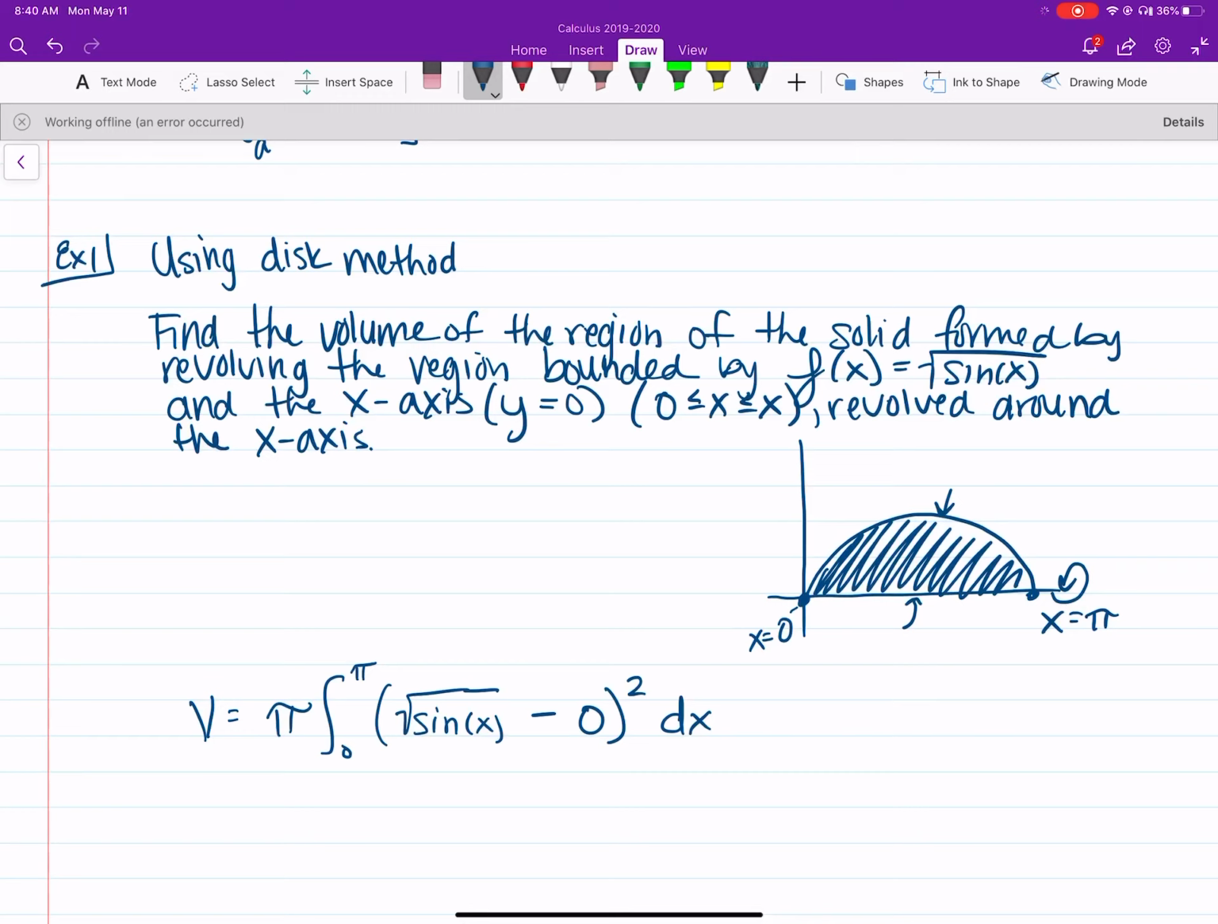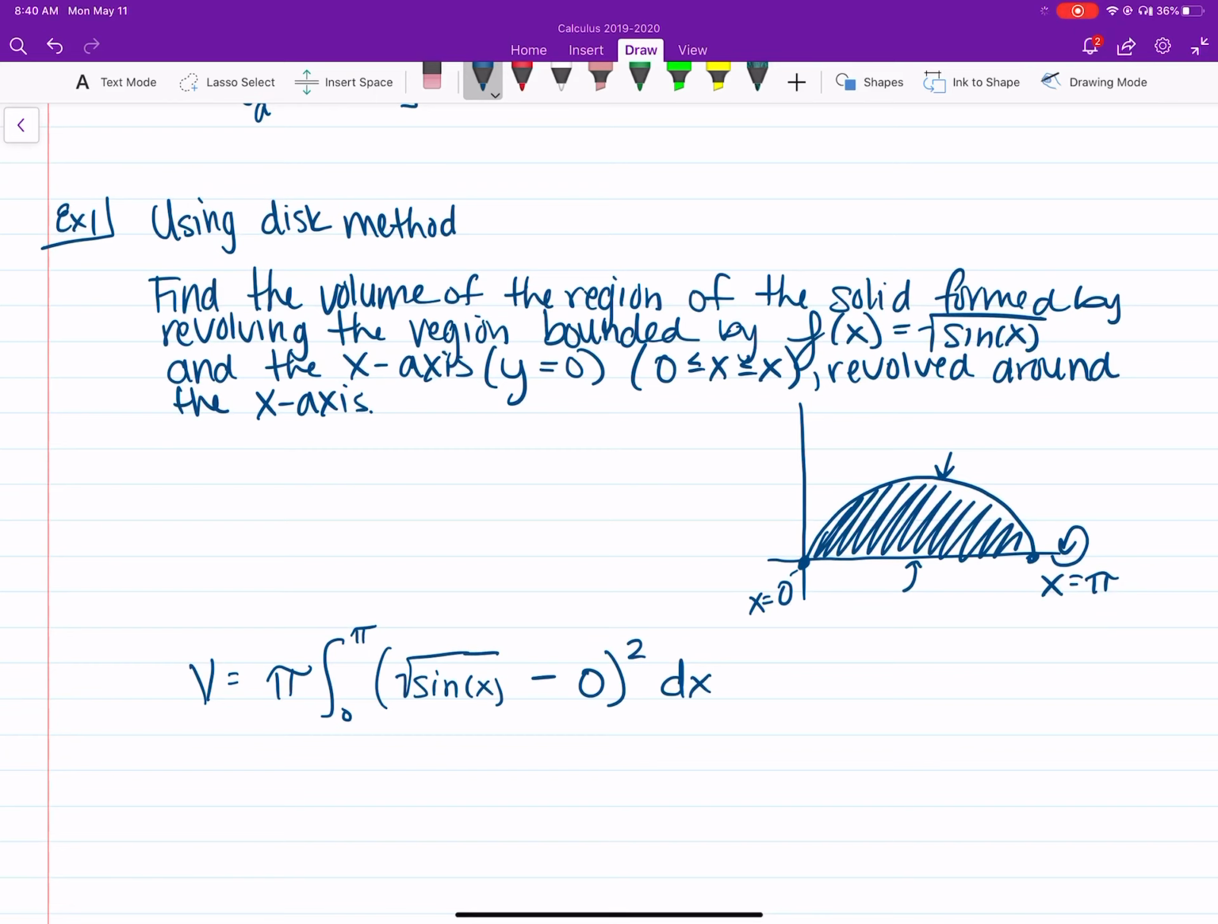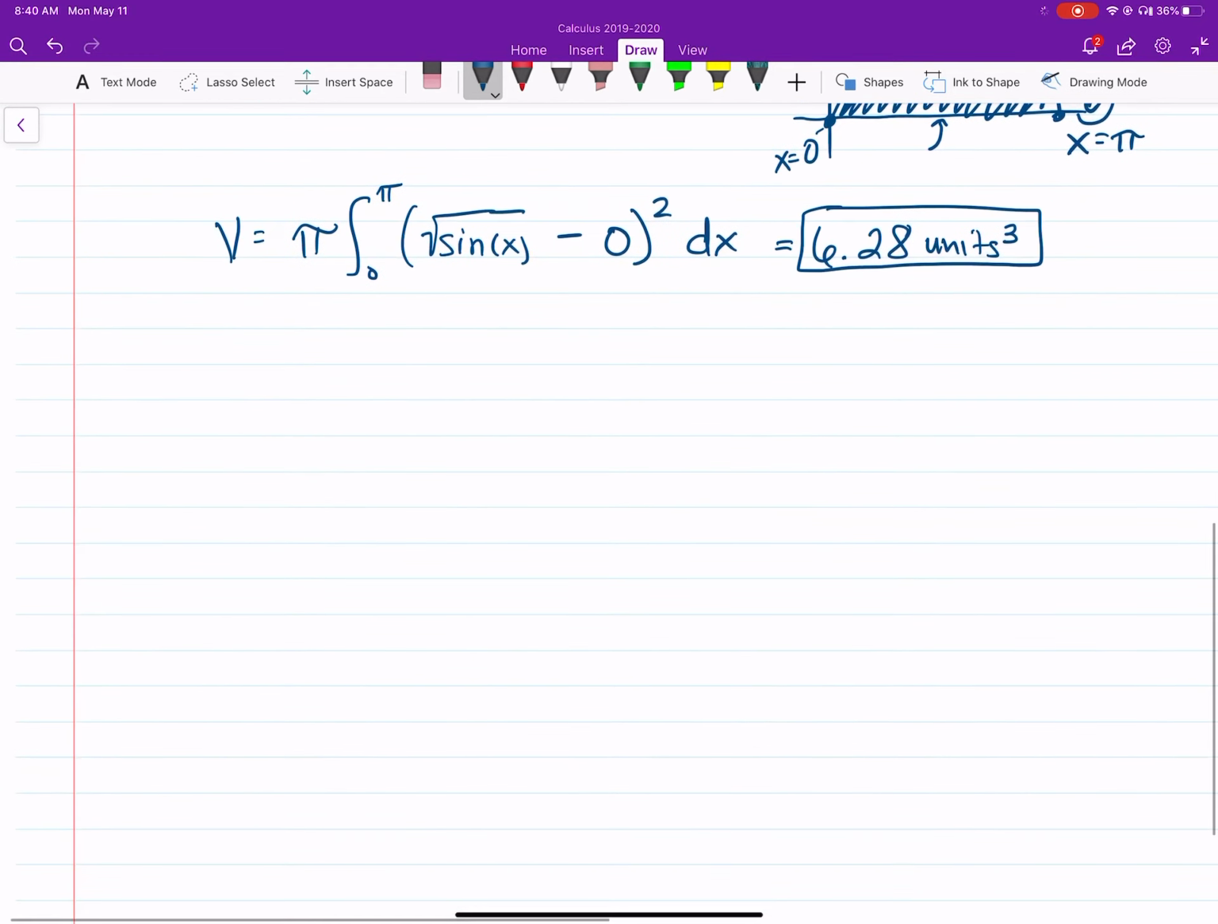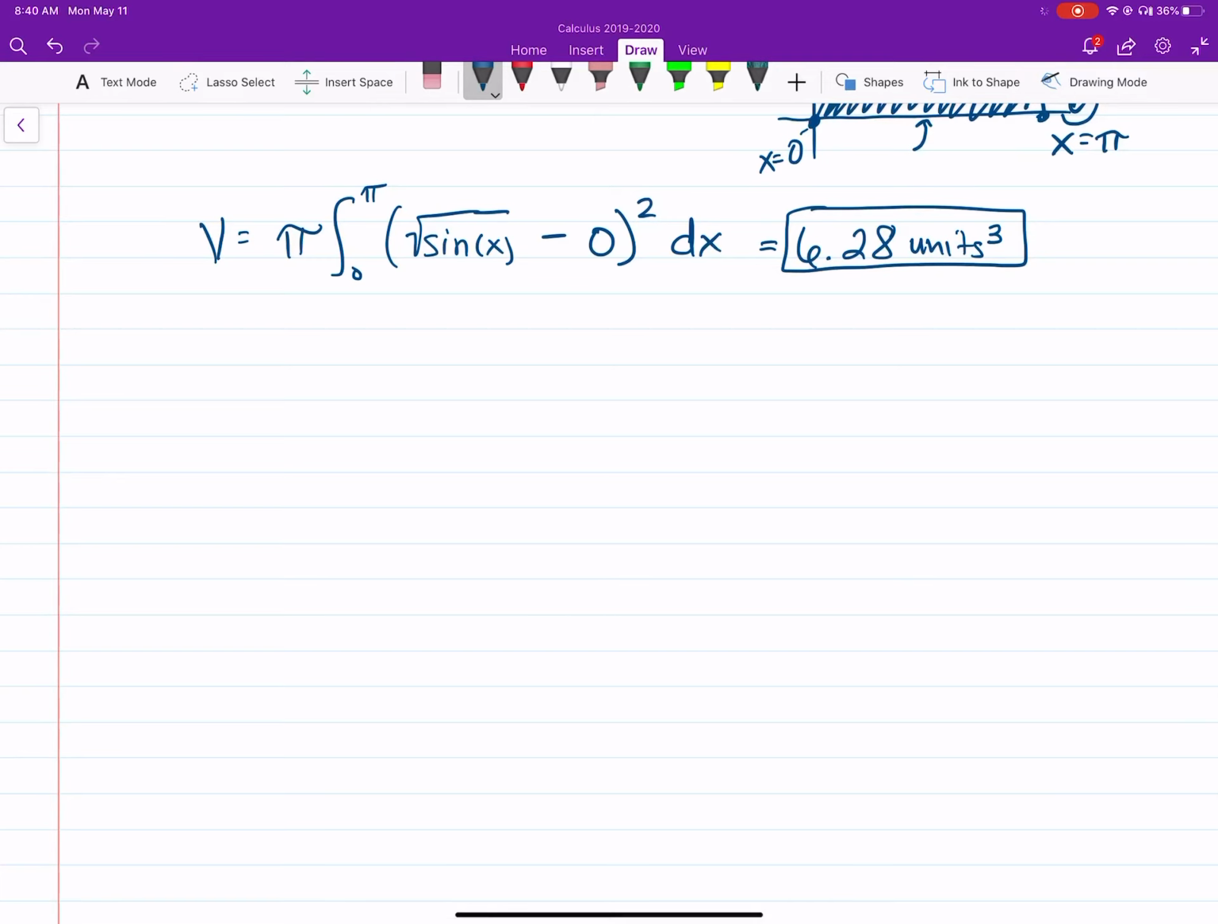Then you're just going to plug that into your calculator. I have my work already done, and this comes out to be 6.28 units cubed. Sorry, it's volume, so cubed. It's pretty straightforward. The biggest thing is you can't have any holes or gaps in the disk method. That's what the washer method will be for in the next lesson, but I just wanted to show that to you.